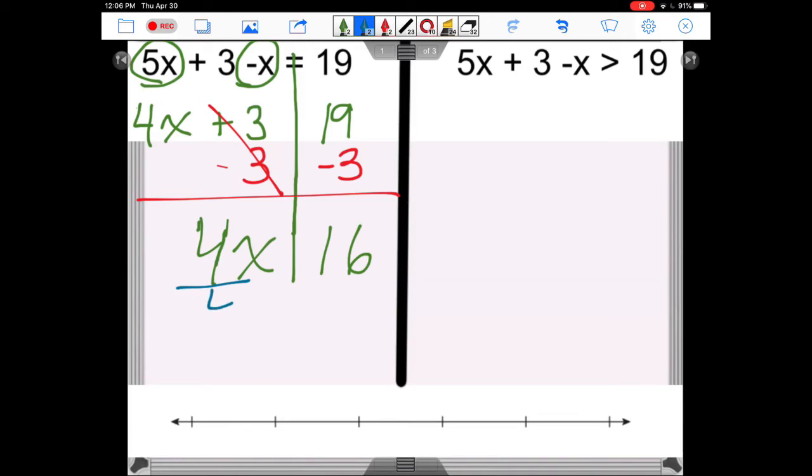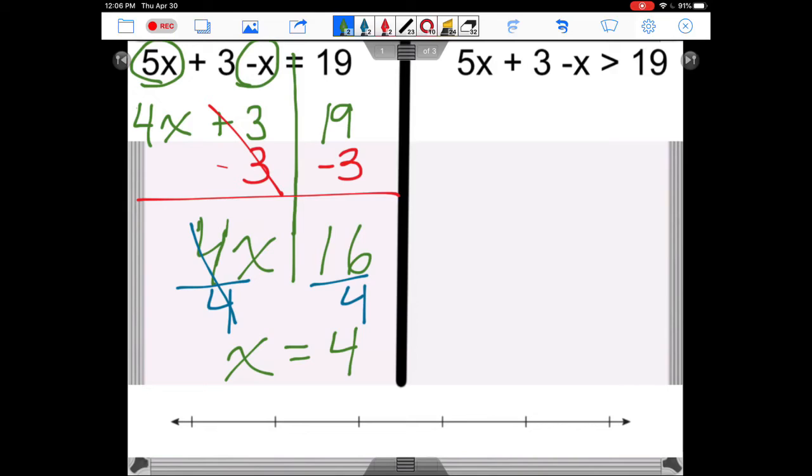And so our last thing is going to be to divide by 4. 4 divided by 4 makes 1. And so we're left with just x. On the other side, 16 divided by 4 is 4. And then we're going to say x equals 4 for this equation. There's our answer for the equation piece.